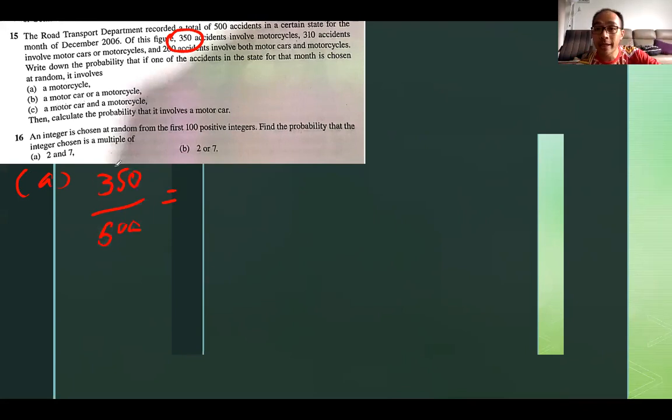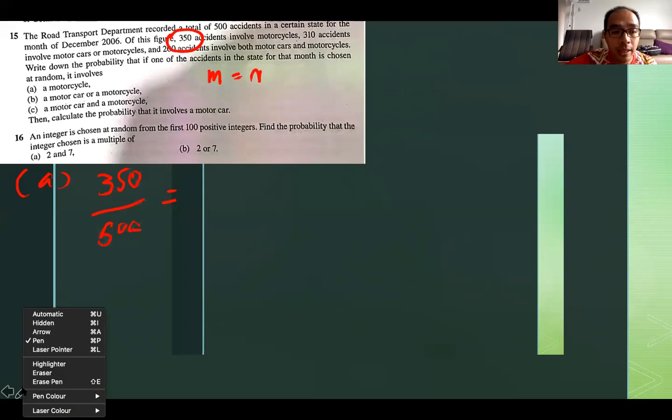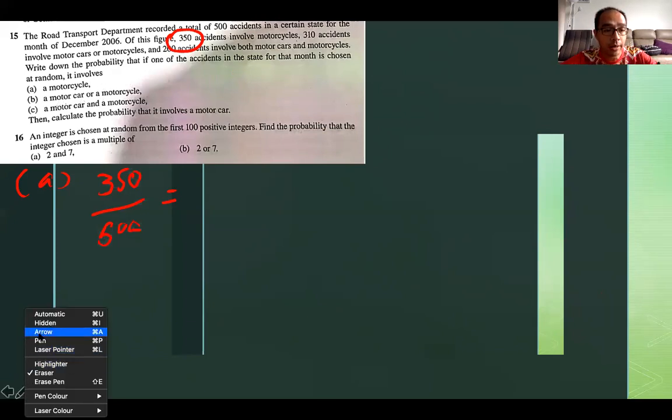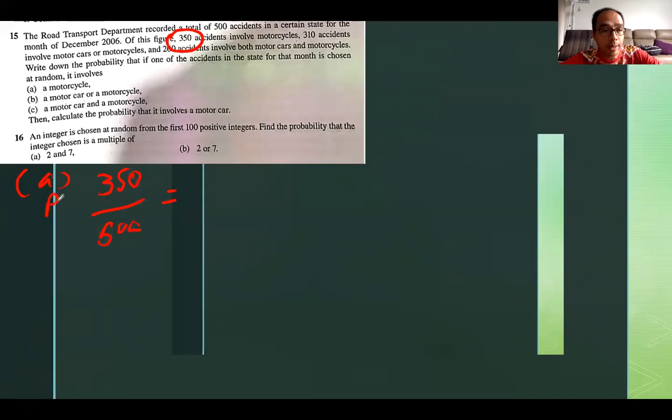Because this is motorcycle only. Let's call this M for motorcycle and C for car. So this is the probability of motorcycle. It's 350 because there are 350 accidents involving motorcycles over 500 altogether. That's our sample space. So this will give you 0.7.